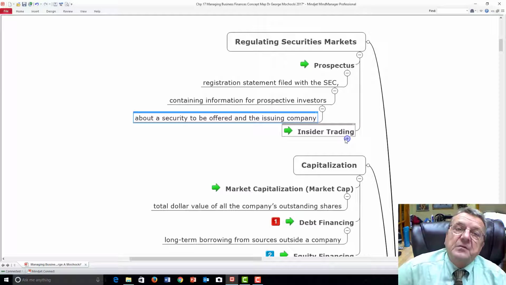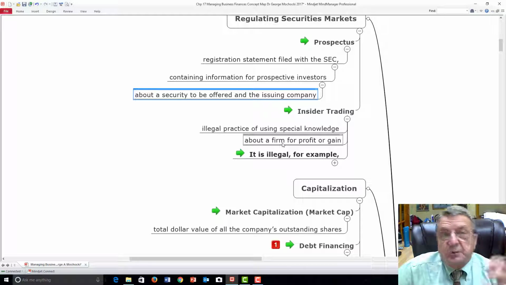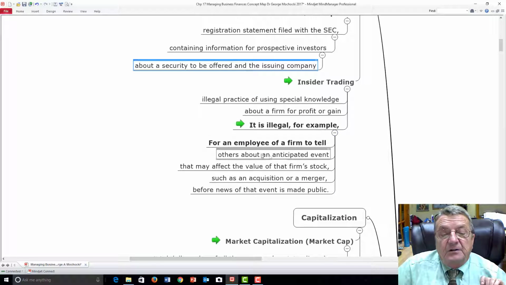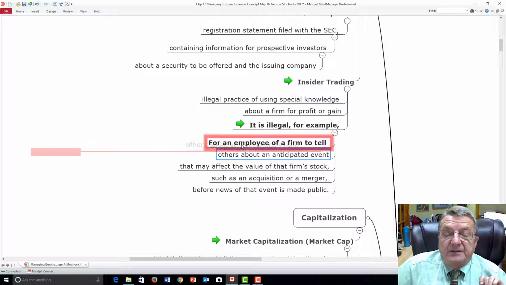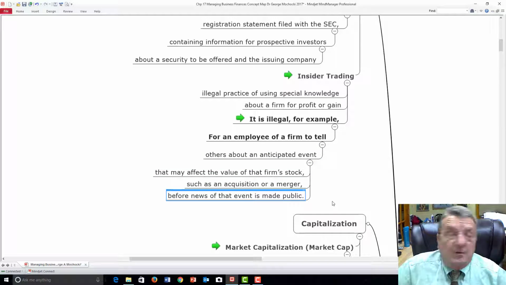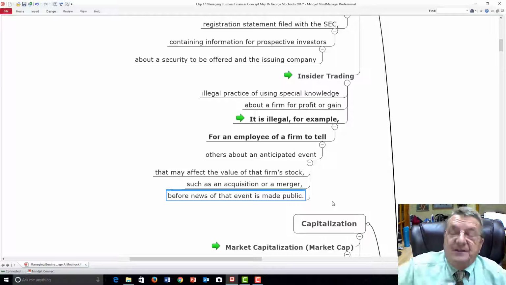Okay, so it has to be formed so it's a legit company, because people are going to be investing in this. Insider trading, and you've got Martha Stewart, other individuals. It's the illegal practice of using special knowledge about a firm for profit. So I know the company is going to go bankrupt, I sell my stocks right away, and I make the profit. So the government's looking at why did he, as an owner, get rid of the stocks before the market actually knew it. It's illegal for an employee of a firm to tell others about an anticipated event that may affect the firm's stock, such as acquisitions or mergers, before the news is public. Or the company's going to merge and the stock is really low and I buy it, and all of a sudden the stock goes up, I'm making a lot of money, then I sell it.